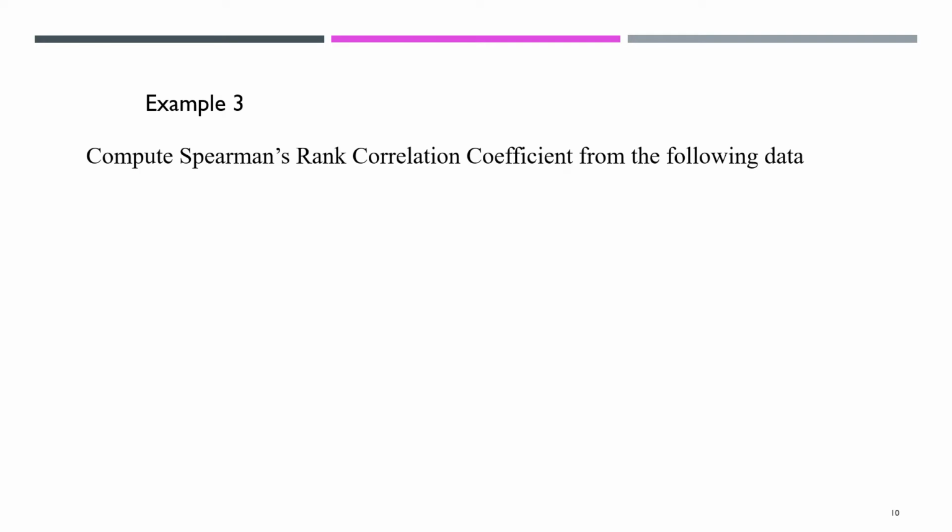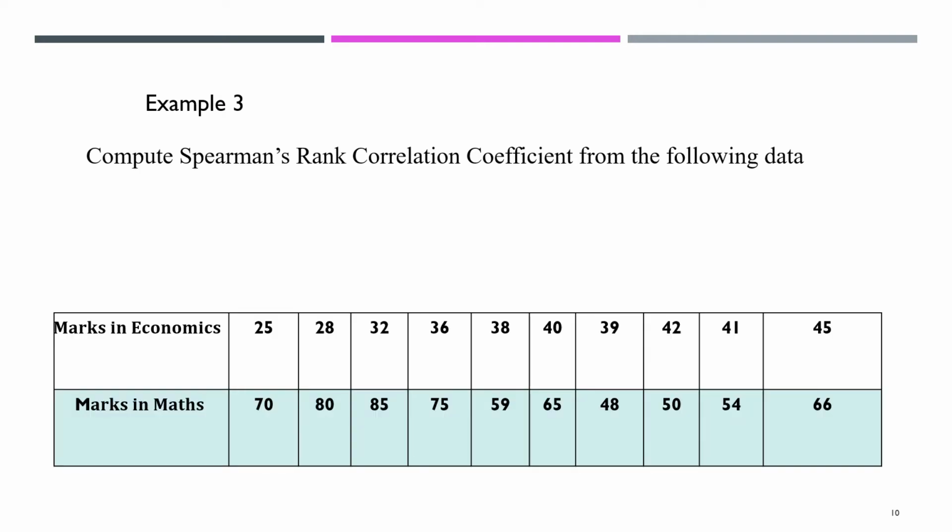One more problem we can do. You are given marks in economics of some students, and similarly marks in maths. We have to compute Spearman's rank correlation coefficient. Let us assume that X is the marks in economics and Y is the marks in maths. Then we form the columns: X, Y, rank of X, rank of Y, then D and D squared.